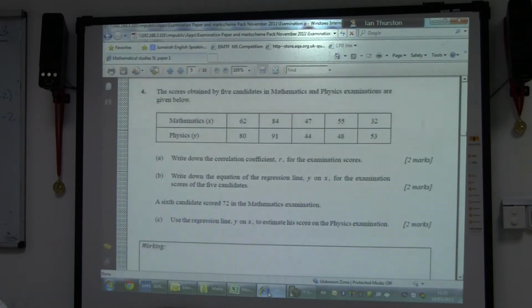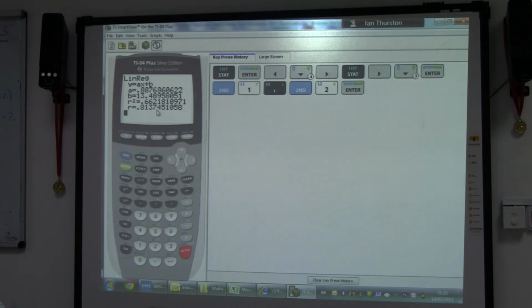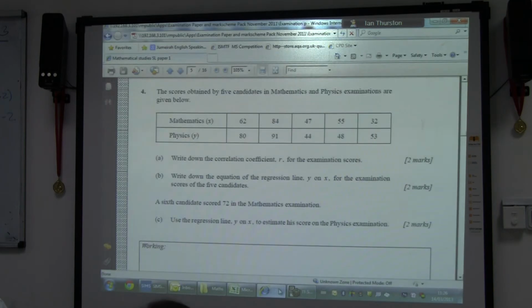So back to my question then. Question A, write down the correlation coefficient r for these examination scores. Bang, there's your answer. You know nothing about correlation, but you can say it is 0.8137 to 4 decimal places, if that's what you wish, but don't forget that the IB requires things to 3 significant figures. So 0.814 is what they've quoted. How easy is that?